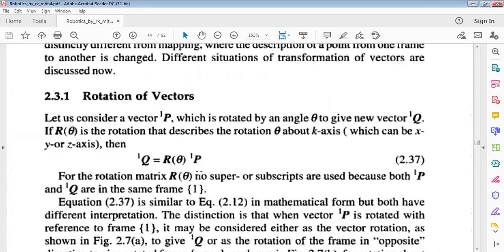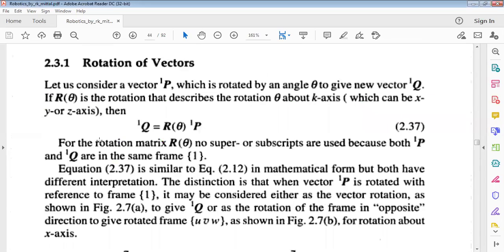So let us consider vector 1p, which is rotated by an angle theta. The vectors 1p and 1q are in the same x, y, z frame, but that vector rotates with an angle theta about the k axis. So that is our case to discuss here.